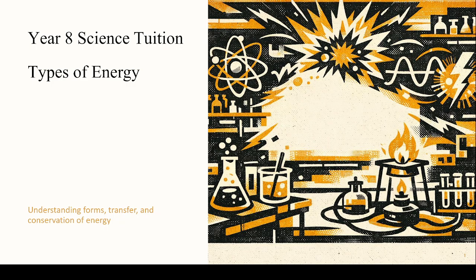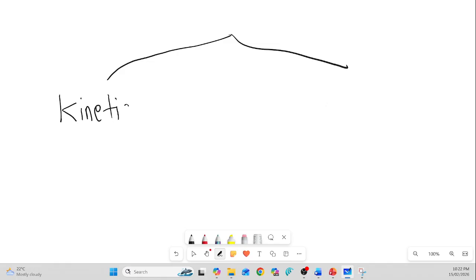Today we are going to learn about various types of energy. Let's see. There are broadly two types of energy, broadly speaking. The first type of energy is called kinetic energy. The other broad category is potential energy. So we will learn about these two broad categories.